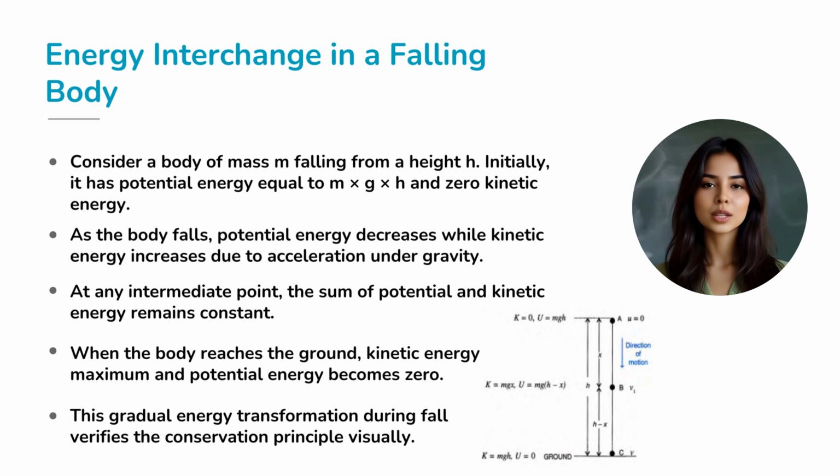Now imagine holding a ball at a height. At this point, the ball has maximum potential energy, stored energy because of its height. As you release it, the ball starts falling. What happens to that stored energy? It begins converting into kinetic energy, or the energy of motion. The higher the ball was to begin with, the faster it falls, and the more kinetic energy it gains.